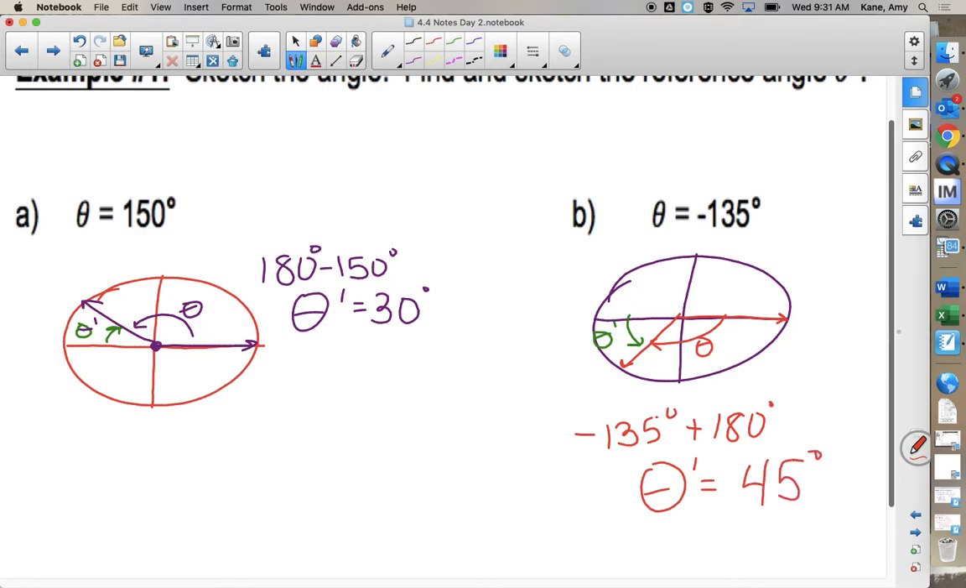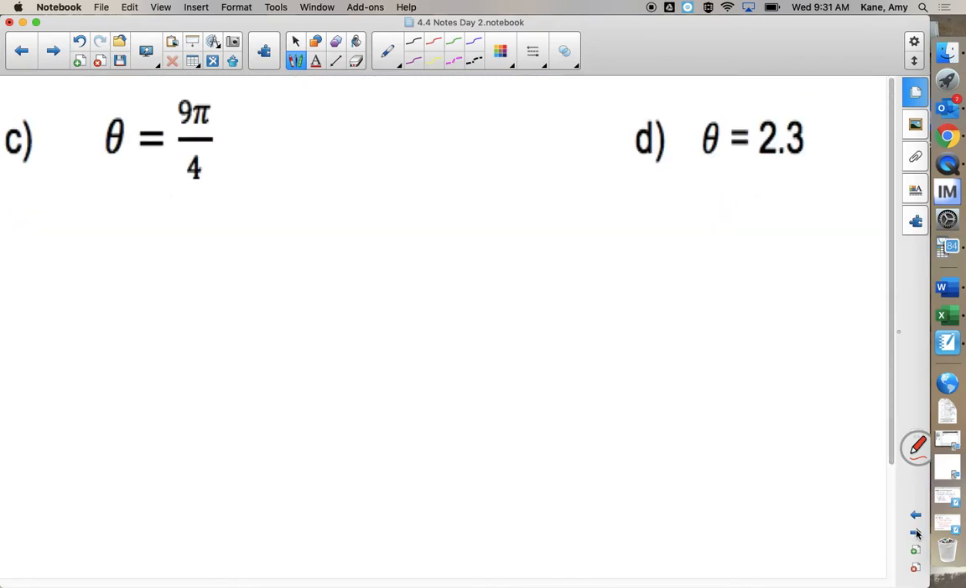Any questions on the degree angles? So a reference angle is really an angle in the first quadrant. It's that 30, 45, 60 degree angle. That's what a reference angle is. Two other ones down here.